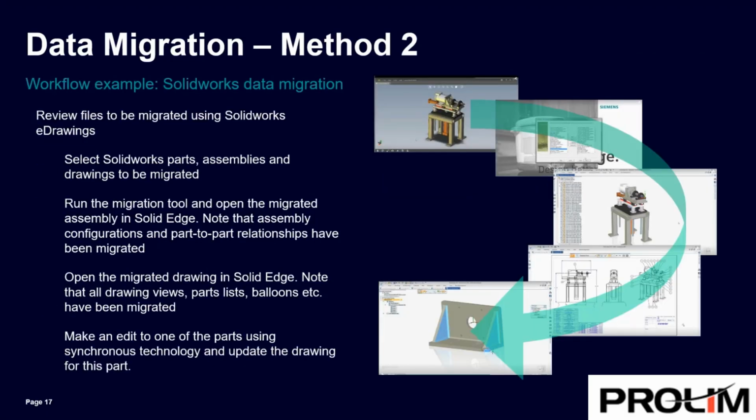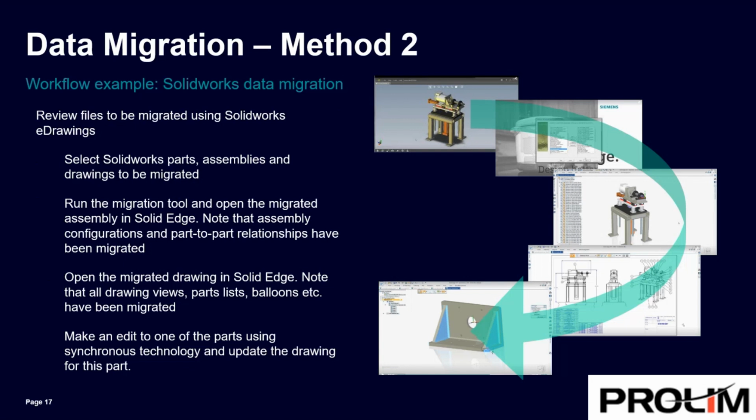So an example workflow would look like this. We would start off by opening the required SolidWorks parts and drawings using eDrawings. eDrawings is also just a free SolidWorks viewer that this migration tool will accept as having the license, and having SolidWorks and Solid Edge running continuously or side by side.